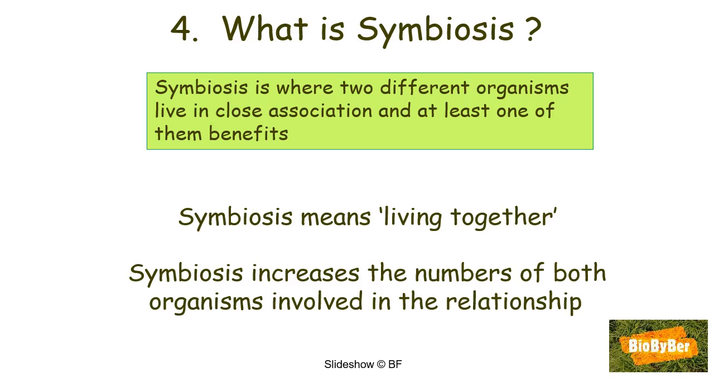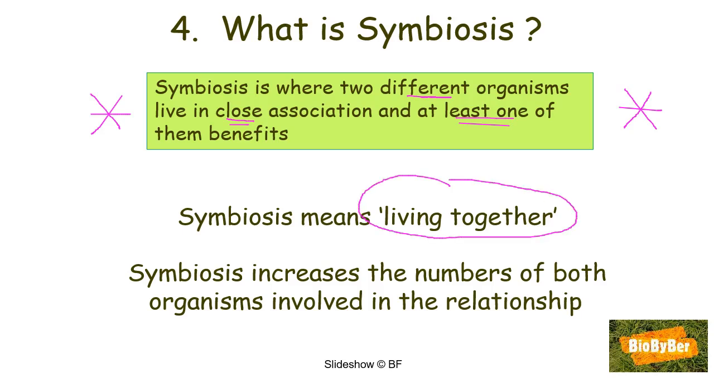Symbiosis is the fourth factor that has an effect on population numbers. This definition is absolutely vital. Symbiosis is where two different organisms live in close association and at least one of them benefits. Symbiosis means living together. It's almost a case of you scratch my back, I'll scratch yours. Again, don't forget that these factors have to be related back to either the birth rate or the death rate. So symbiosis increases the numbers of both organisms involved in the relationship.